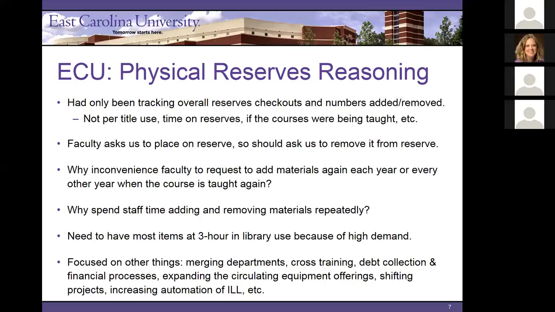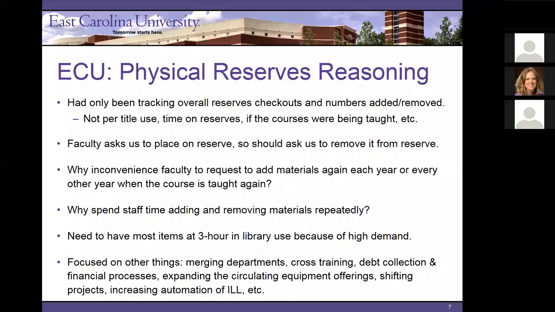And then we need the course reserves to mostly be 3-hour in-library use only because they're in such high demand. So we need them here all the time, available for all the students who come up to the desk and want them at the same time. And we found that really isn't the case when we look at the stats for most items. There are some that are in incredibly high demand, and that's what boosted the overall checkout numbers, these outliers that we had that were incredibly popular.